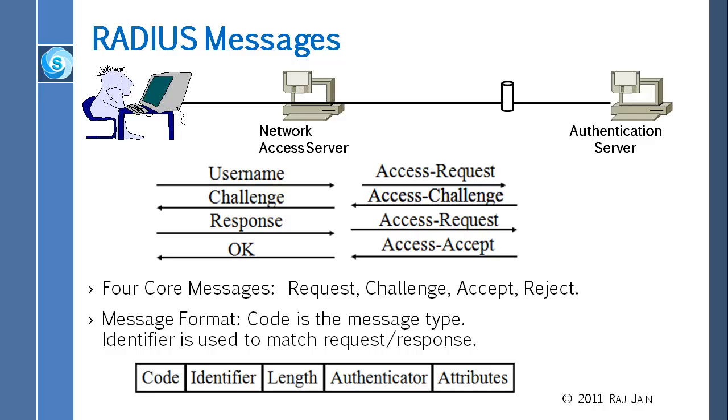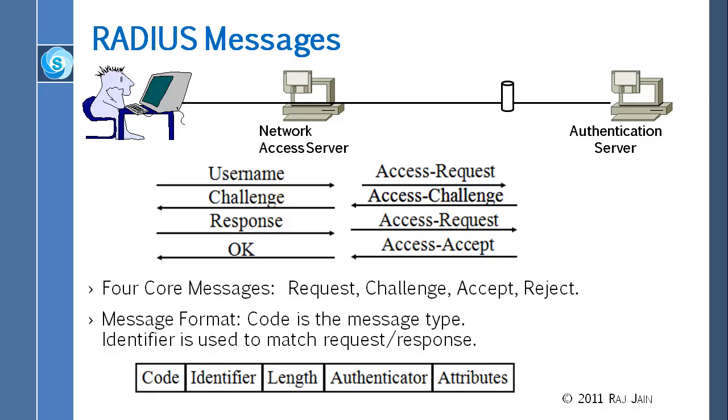Alright, so there are only 4 commands. One is request, second is challenge, third is accept, and there could be a 4th one which is reject. The format is that the first byte is code, the second byte is the sequence number, which identifies the sequence, the third is length, and then whatever information belongs to that code is here, and the other attributes.